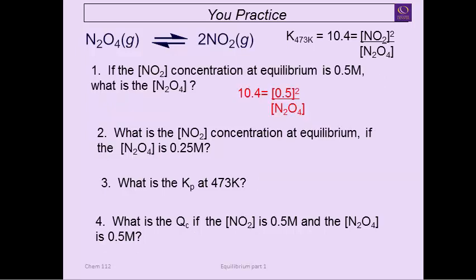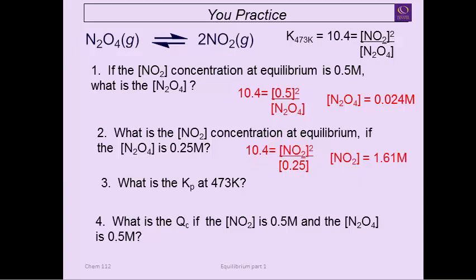So let's see how you did on the first one. Basically, here's the unknown. We don't know the dinitrogen tetroxide. So it's pretty much algebra. Bring this up to this side and divide through by 10 to the 4, so 0.5 squared divided by 10 to the 4, and you get 0.024 molar. Second question, similar thing, we just have a different variable missing. Multiply through by 0.25, then take the square root of both sides. NO2 concentration is 1.61 molar.